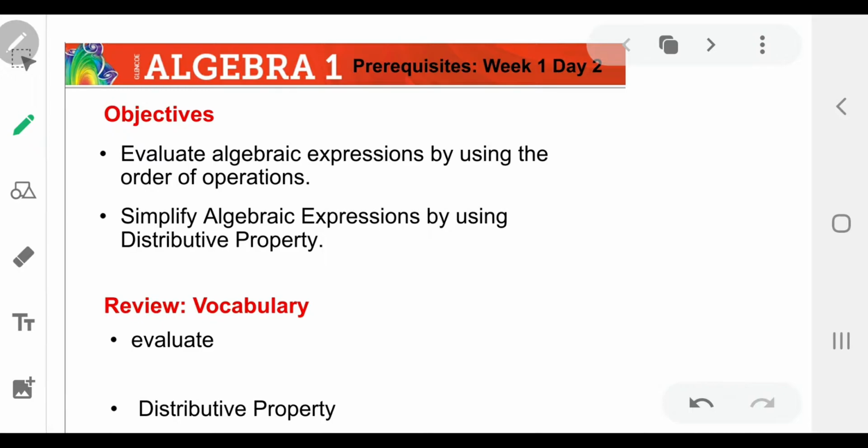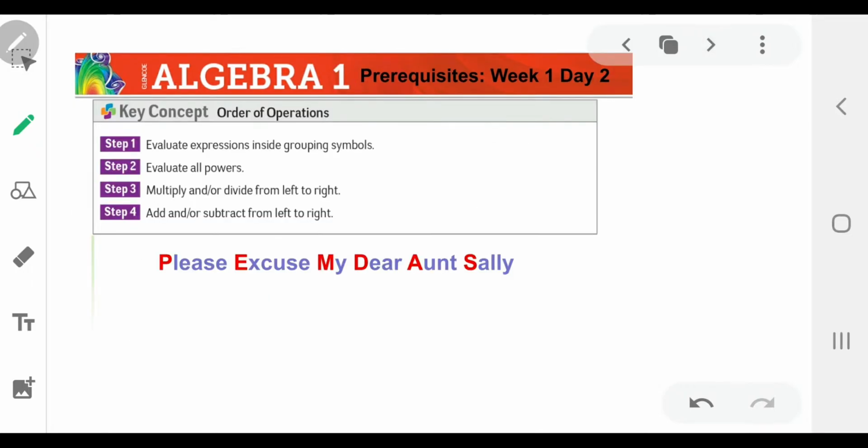The second concept, which will be reviewed in this tutorial, is evaluating algebraic expressions using order of operations and simplifying algebraic expressions by using the distributive property. Let's see how. First of all, let's review the order of operations.